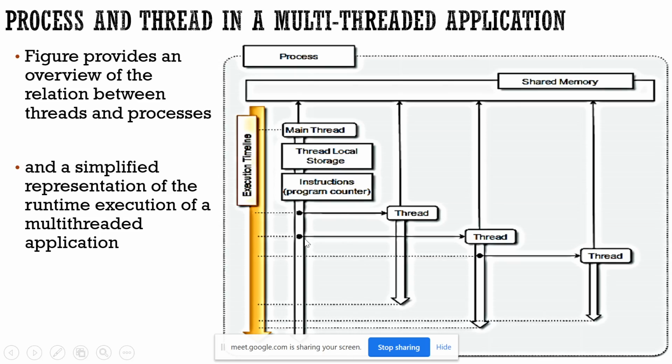At this point thread 2 starts, and it starts thread 3 over here. So one thread is starting another thread, but all are sharing a shared memory. Each thread will have its own thread local storage, meaning it will have its own local variables.